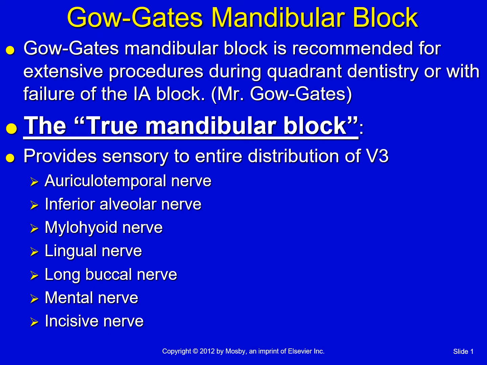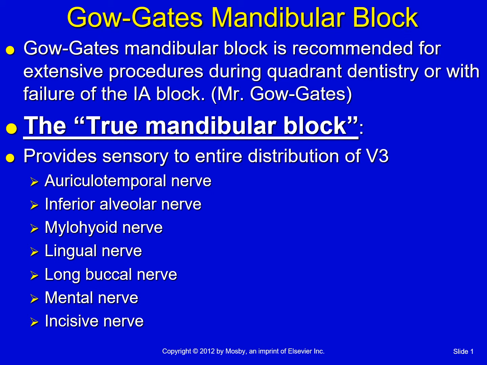So this Gow-Gates, Mr. Gow and Mr. Gates are the ones that came up with this, and so that's why they call it the Gow-Gates. It's a mandibular block. It's recommended for procedures during the quadrant of dentistry, or let's say that you've given the IA block and it fails. It's just, they are not numb at all. You can try the Gow-Gates.